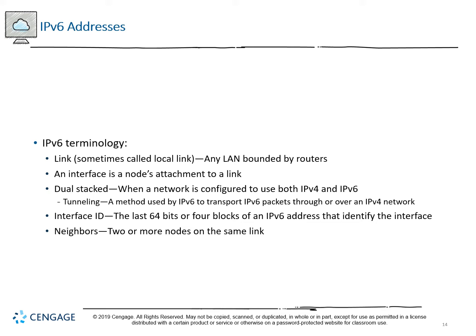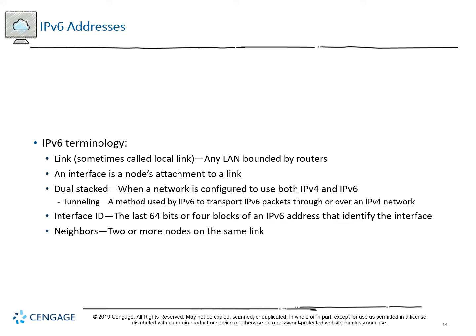An interface, which is basically a transition between devices, is a node's attachment to a link. So a router has to have an internal and external interface. In order to funnel traffic from one point to another, it has to be what's called dual stacked in order to cover IPv4 and 6. If not, it tends to specify itself as being an IPv4 or IPv6 router.